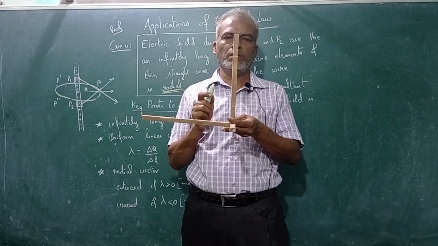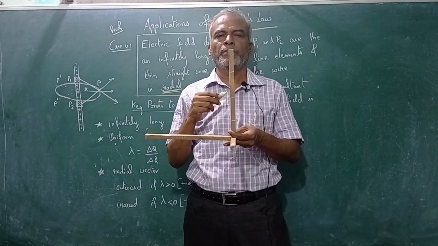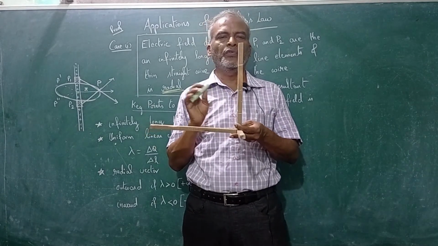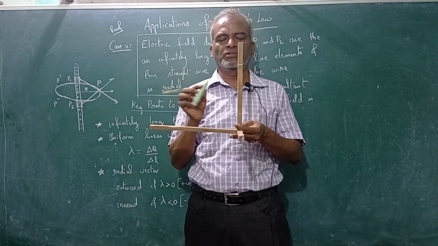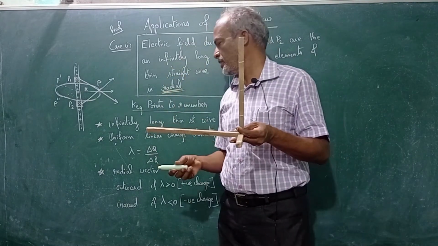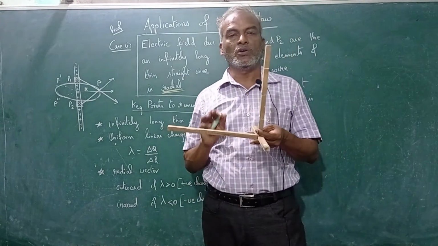So that means what? How do we get the constant flux? Because this wire is carrying a uniform charge, positive charge throughout. That means this is the point. That is del Q by del L. The charge density, linear charge density is constant.